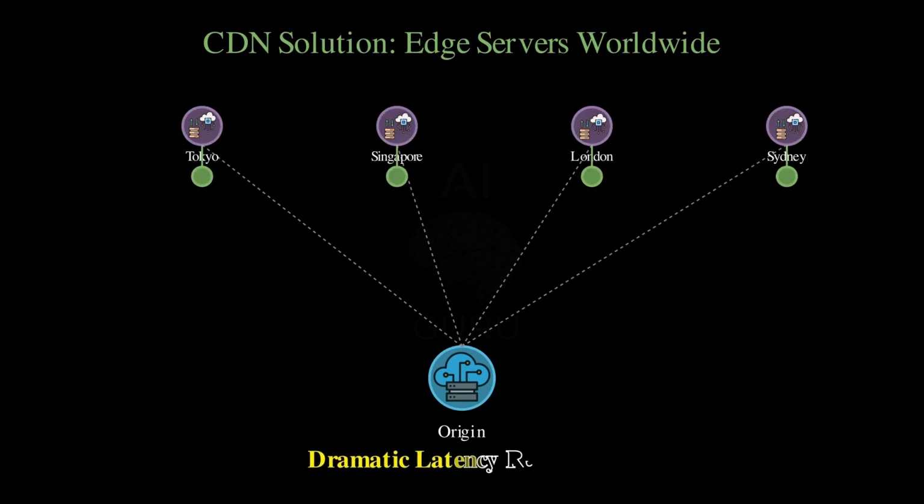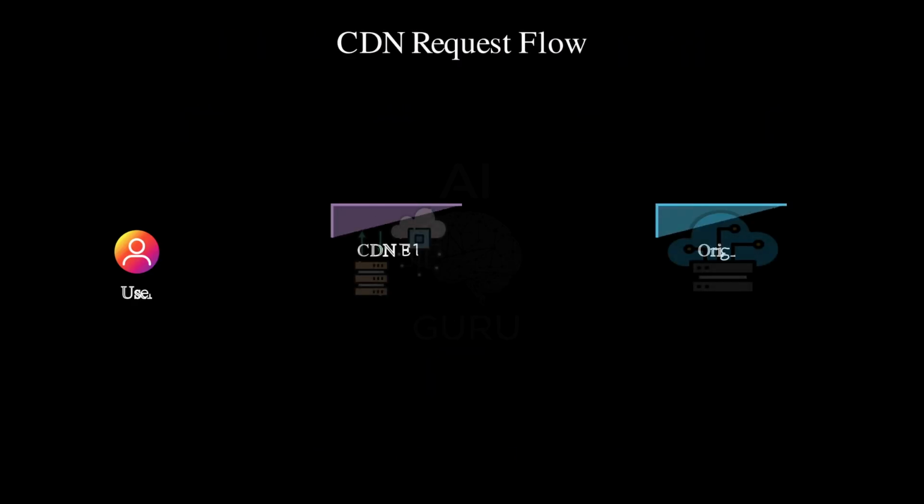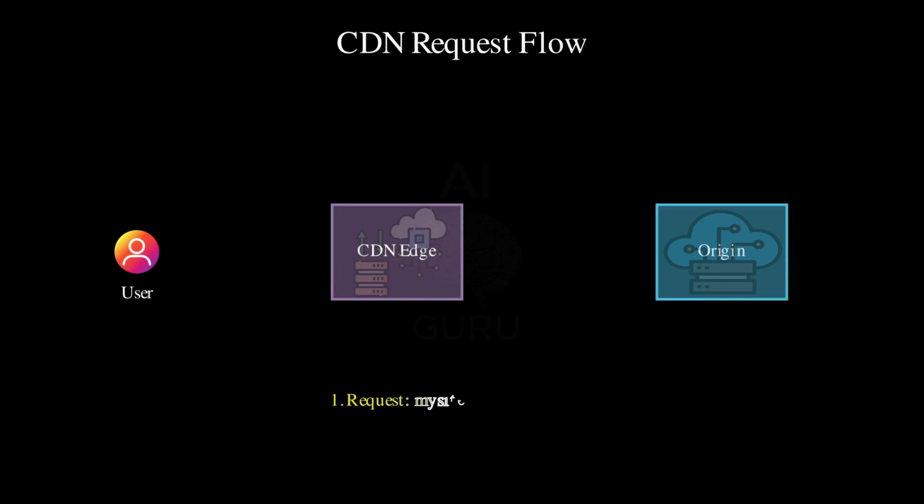If our main origin server is in North America, a user in Asia faces these long network hops to get an image. But if we use a CDN, that user gets their images served from an edge server that's maybe in Tokyo or Singapore. It's much, much faster.